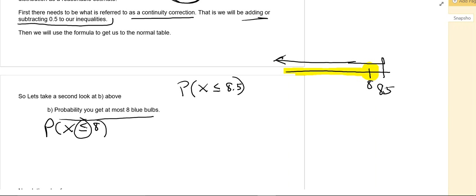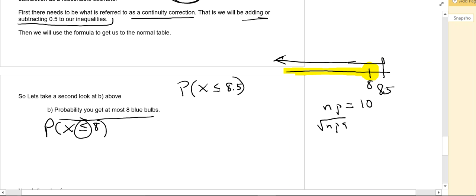This is going to take us now to the normal table. How do we get to the normal table? We subtract the mean, divide by the standard deviation. Now, remember, the mean is n times p. If you do your calculations, go back above, look at the problem. The mean is equal to 10. The standard deviation is the square root of npq. If you go do your math from above, multiply npq, take the square root, you're going to get 3.